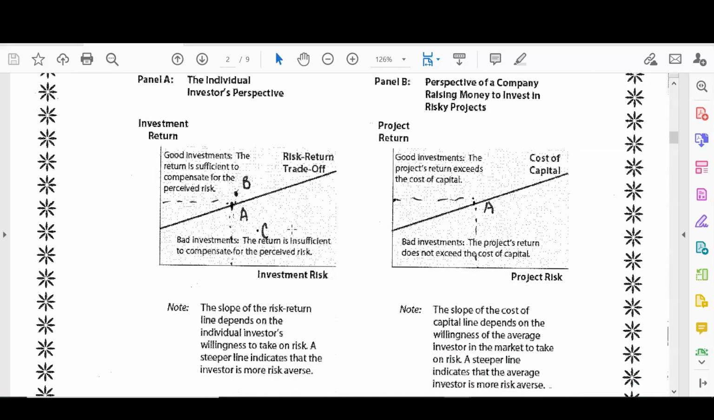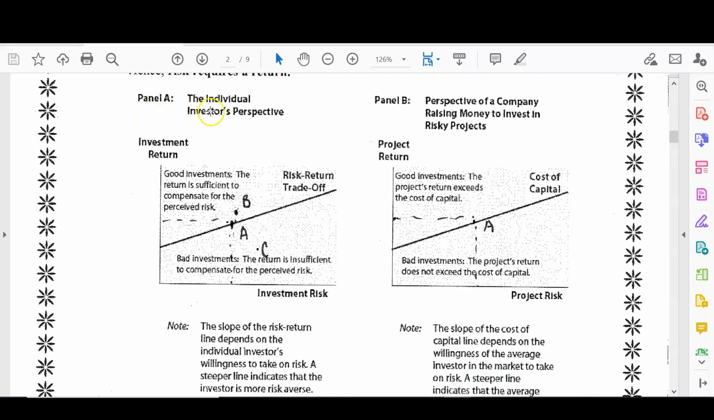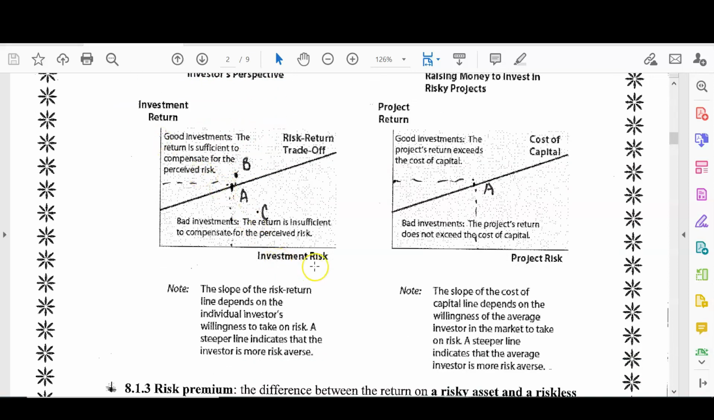For example, in panel A, this is from an individual investor's perspective. If we have different investment targets, for investments with higher risk, we would require higher returns. So you see that our risk-return trade-off line is upward sloping. Point A, for example, is a point on the line, meaning at this level of risk, we would require at least this much return.